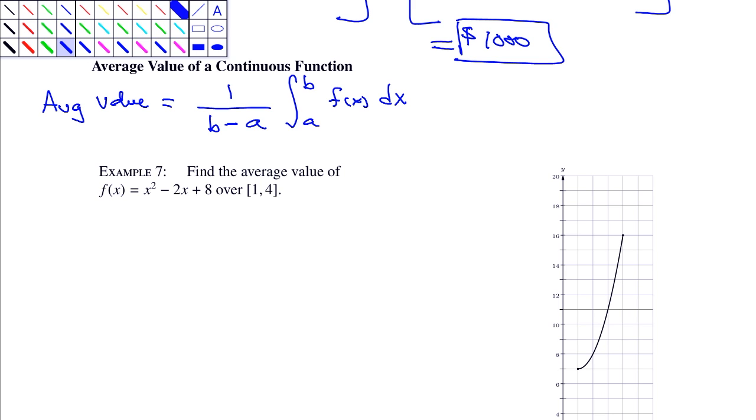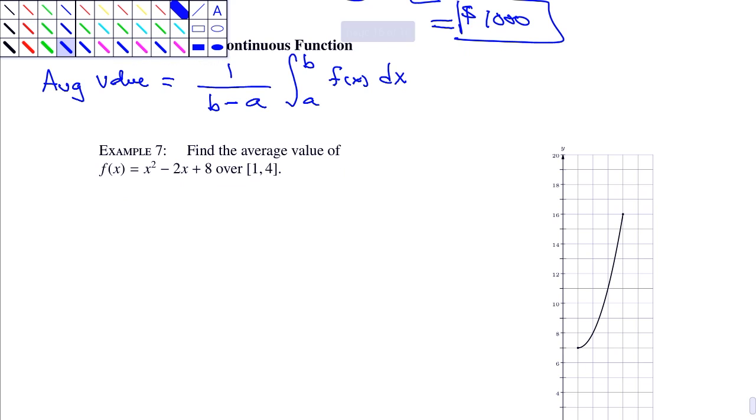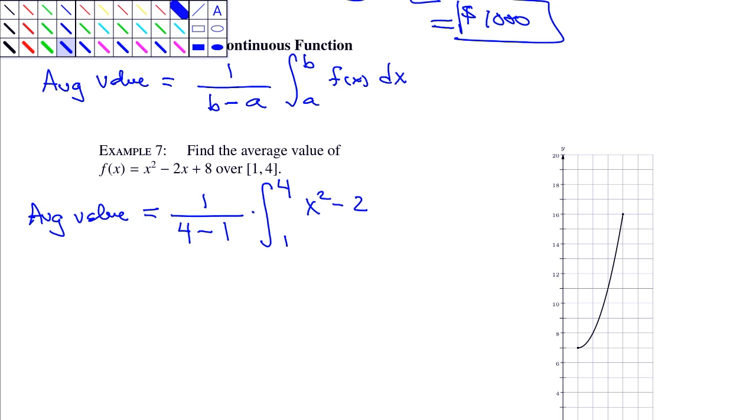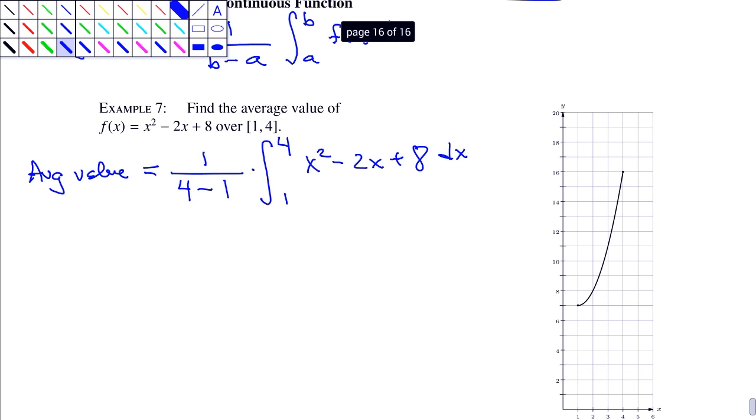All right, I'll set it up for you, and then I'll let you work on it. You tell me how to set it up. So how do we find average value? What's the numbers? 4 minus 1 times the integral from 1 to 4 of x squared minus 2x plus 8 dx. All right, so go ahead and work that out. Then we'll check it, and then I will show you what the average value does for us.